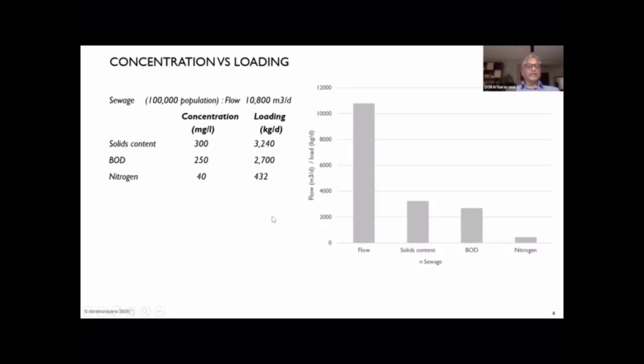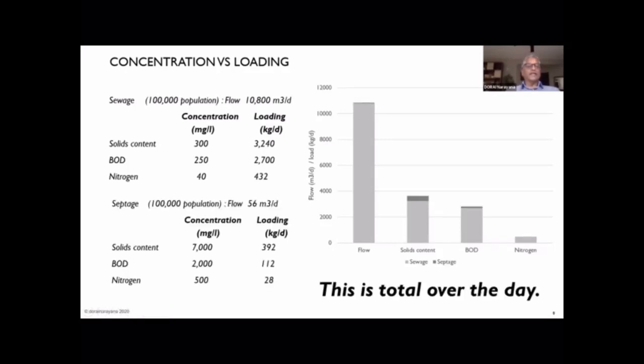Now let's look at sludge. Supposing I add the same septage from the same 1 lakh population, which is only 56 cubic meters, but the concentration of parameters are very much higher. Actually, I have not assumed very high figures. Some of these figures could be much, much higher. But when you multiply this small figure by this high figure, you do not get very high figures. You still get small figures here, right, compared to this.